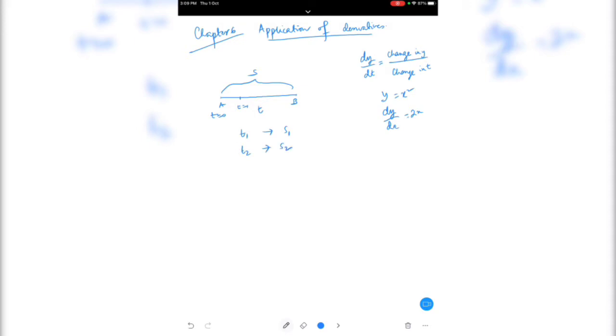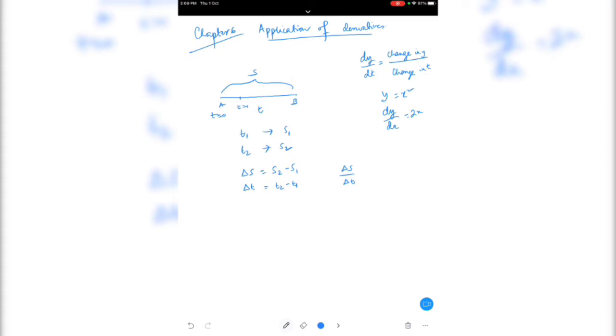So if I have to find the change in distance with respect to time, I need to find del S. And what is del S? Del S means the change in distance, that is S2 minus S1. Then what is del T? Del T means the change in time, that is T2 minus T1. Yes or no? Now to find the change in distance with respect to time, I will write that as del S by del T. Am I clear? Yes or no?